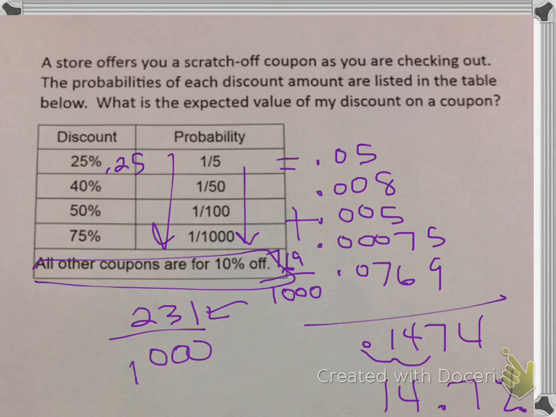Which makes sense because everybody gets at least 10% off and some people get higher than that. So 14.7% sounds like a good number.